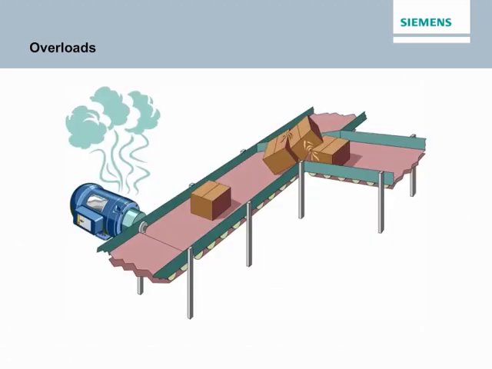An overload is typically a much lower current than a short circuit. An overload occurs when too many devices are connected to a circuit or when electrical equipment is made to work beyond its rated capabilities. For example, if a conveyor jams, its motor may draw 2 or more times its rated current.